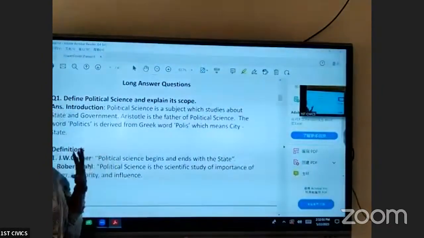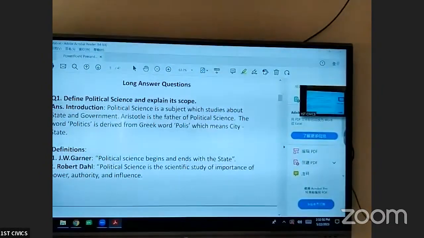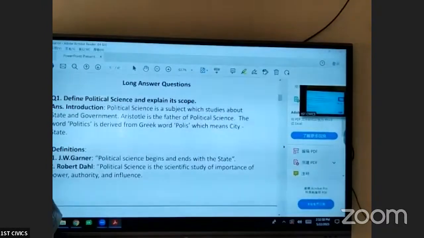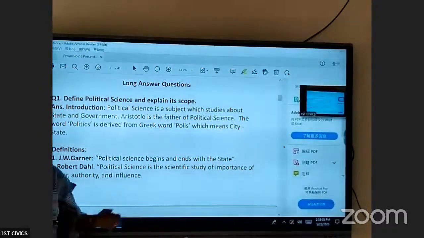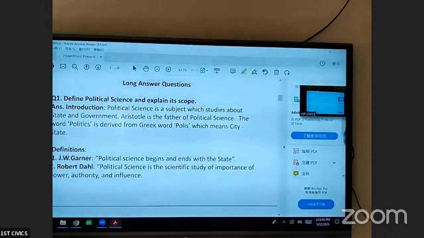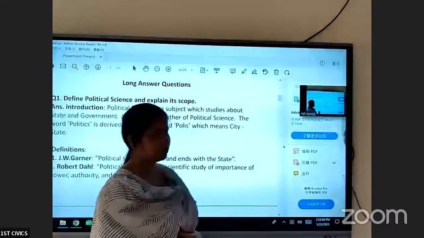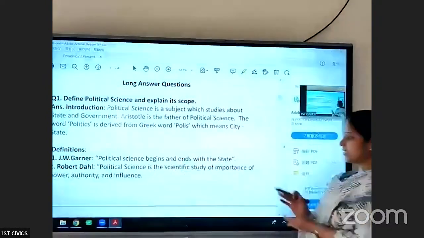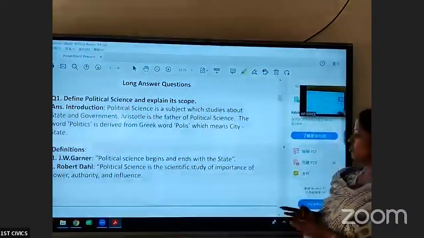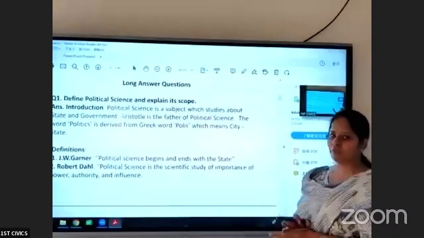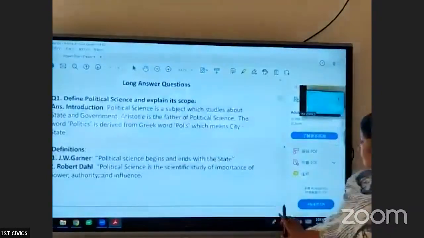That means when you study political science, you will study about the state. According to Robert Dahl, political science is a scientific study of importance of power, authority, and influence. So, according to Robert Dahl, when we study political science, we come to know about the importance of power, authority, and influence.